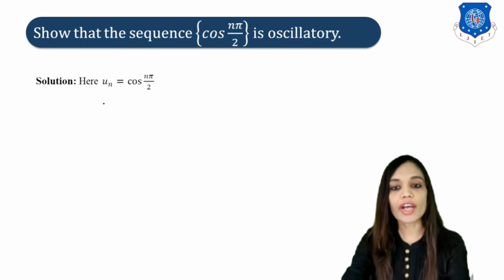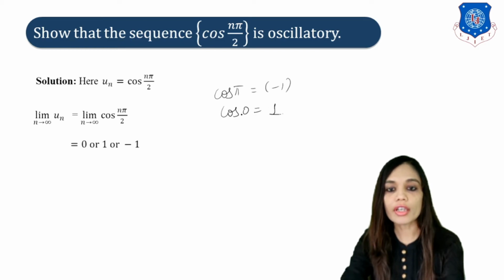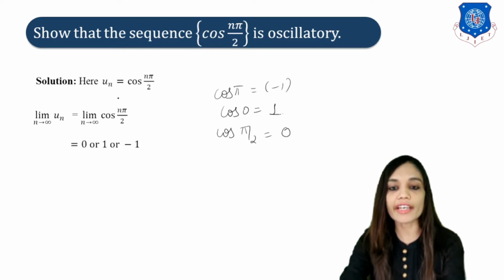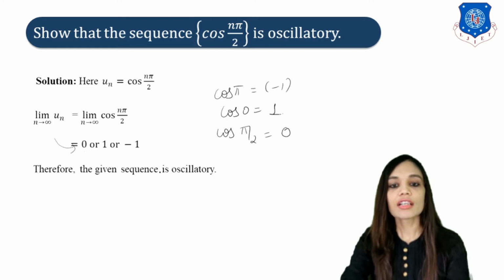Now suppose we find the limit of u_n. So the limit of u_n will be equal to limit n tends to infinity cos(n pi/2). Now we know cos pi will be equal to -1, cos 0 will be equal to 1, right? And cos(pi/2) will be equal to 0. So if we put different values of n, we will get three types of answers, that is 0, 1 and -1. So the limit of the sequence is not unique. Therefore, we can say that the given sequence is oscillatory.